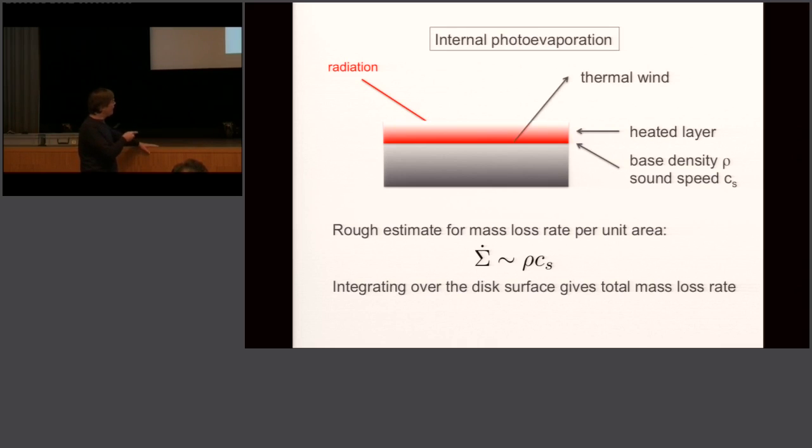So then we'd have a sigma dot, the rate of change of the surface density, that would be of order ρ Cs, and that would be the rate at which material is escaping this disk in this thermal wind. Okay? So that would be from 1 square centimeter or 1 square meter of the disk surface. We would then need to integrate that over the whole disk surface in order to work out the total mass loss rate which would be coming from the disk.